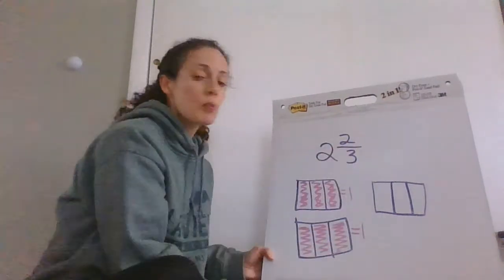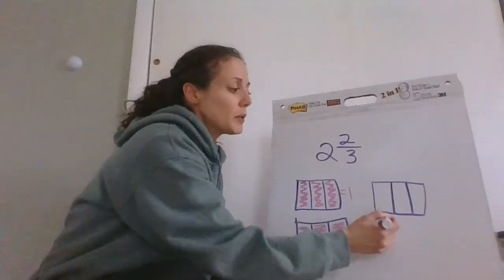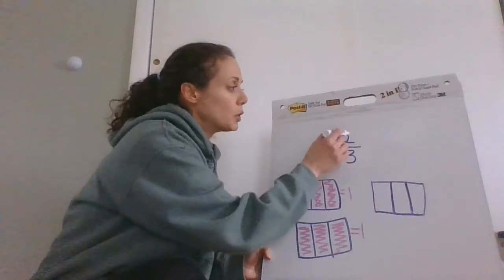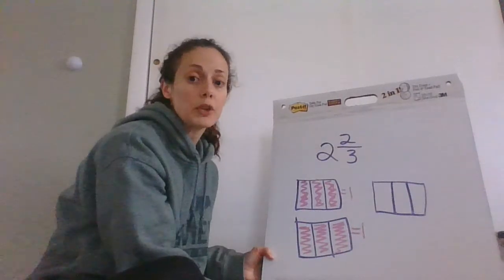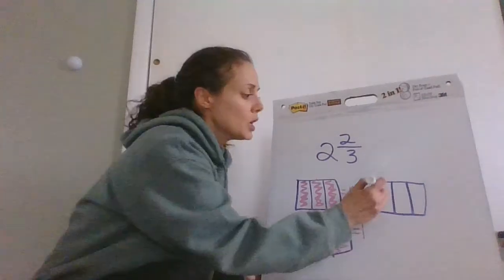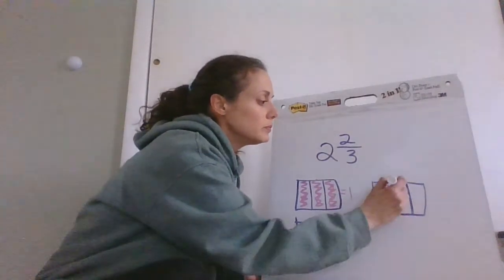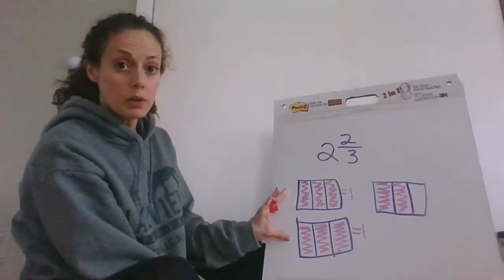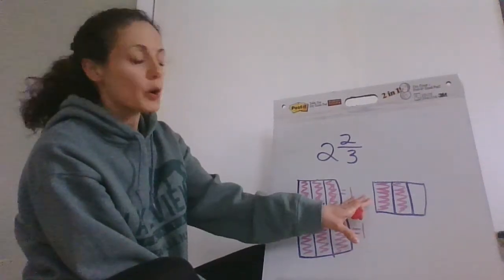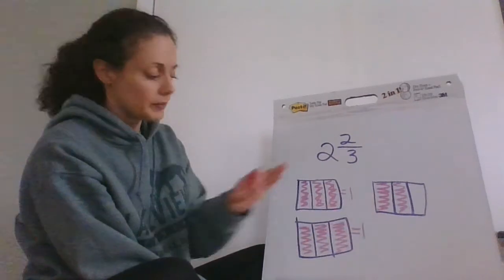Now the 2/3 portion of this one, I wouldn't be coloring in all 3 of these blocks. I would only be coloring in 2 because the numerator tells me that only 2 of them are accounted for. So 1, 2. So this diagram here shows 2 and 2/3 of another one. Okay?